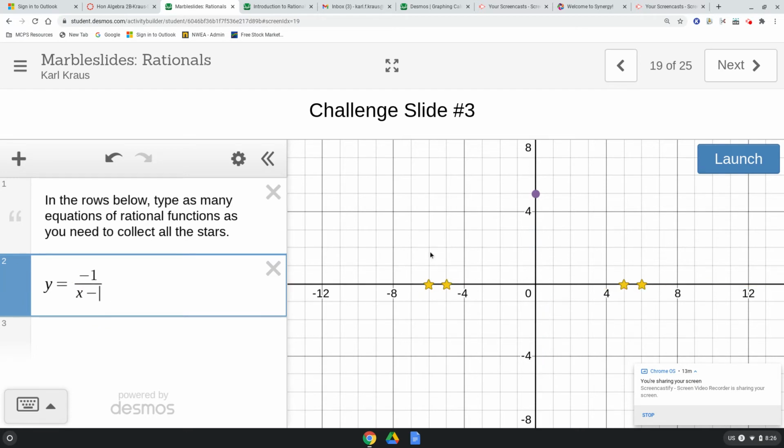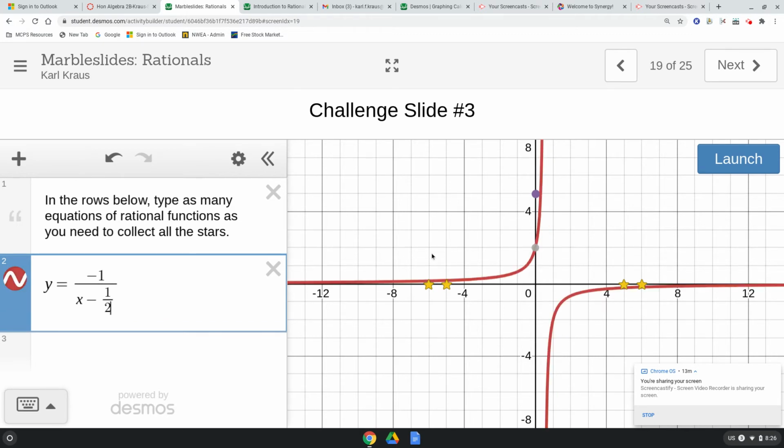So subtract or move it right a little bit. So subtract a half. And then restrict the domain. All right, so now I need something to catch the marbles coming this way, so they go the other way.